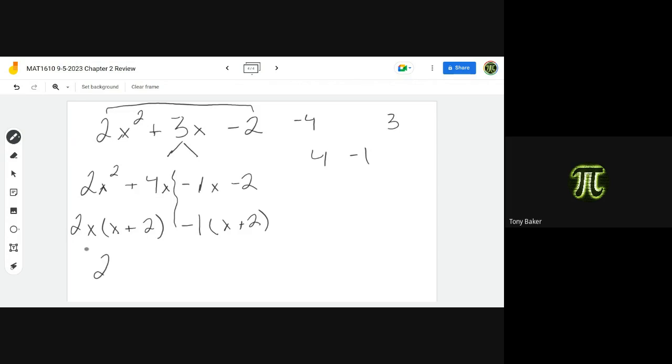So then my final answer is 2x minus 1 times x plus 2. And that's it factored. That'll always work if you can factor it into rational terms. The method that always works no matter what is the quadratic formula. That one, no matter which problem you have, will always give you the right answers, even if they're complex.